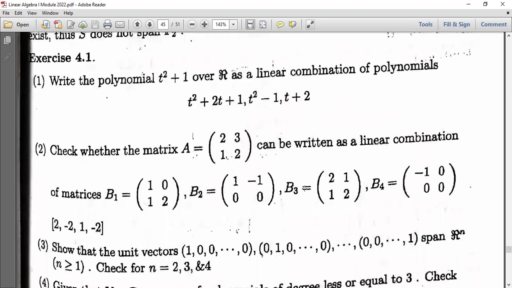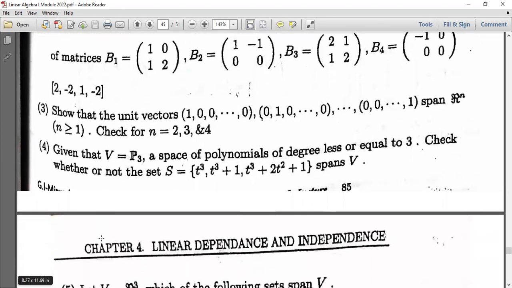So we have an exercise. Write the polynomial t squared plus 1 as a linear combination of polynomials here. Check whether the matrix A can be written as a linear combination of these other matrices, B1, B2, B3, B4. Yes, it can happen. And here are the constants. If you try to solve, you should get these constants.